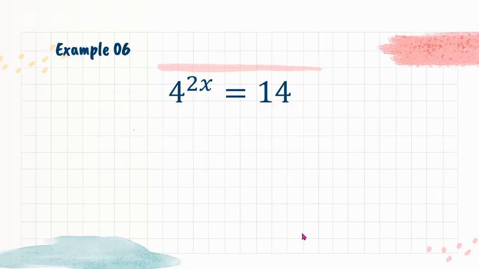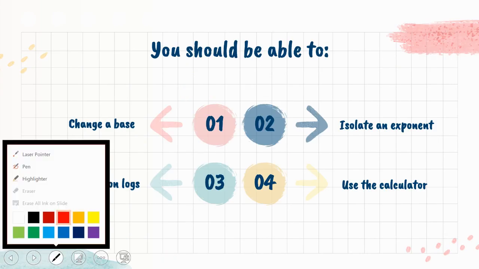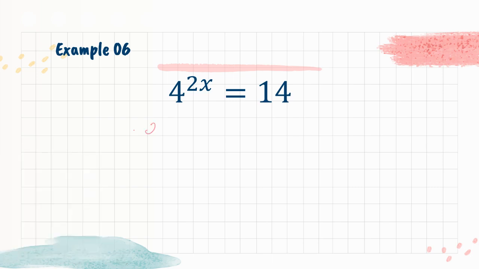So here we have 4 to the 2x is equal to 14. We're going to do the same thing where we're taking the log of both sides. Whoops. And we are going to make this 2x a multiplier. So we have 2x times log 4 is equal to log 14.